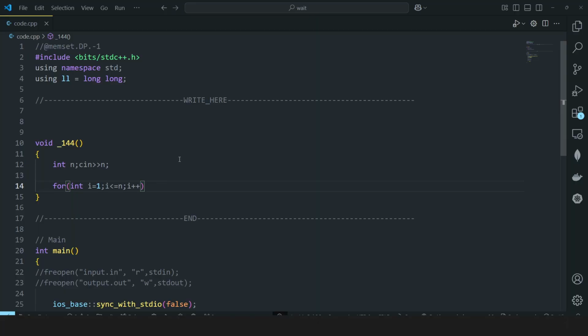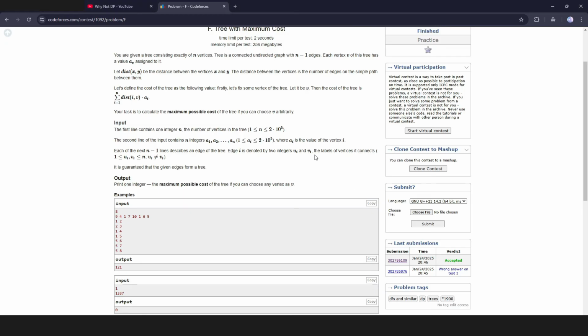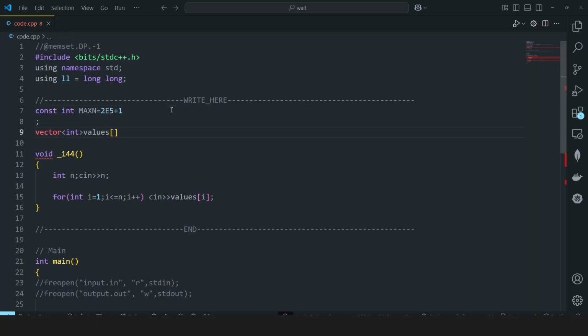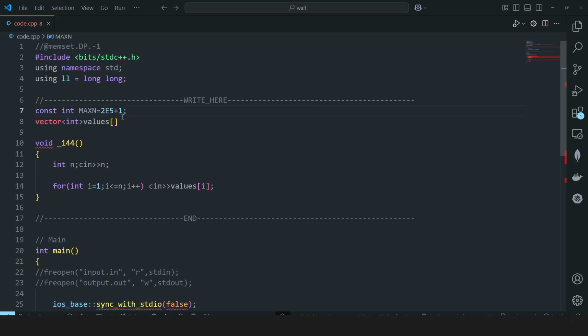And for each of the n lines, let's store the value of each node in a vector called value. So let me declare that here also. Whatever the total number of nodes can be, since it can go up to 2 into 10 to the power 5, let me say it as 2e5, and since I'm using one based indexing, I'm adding 1 extra, right?